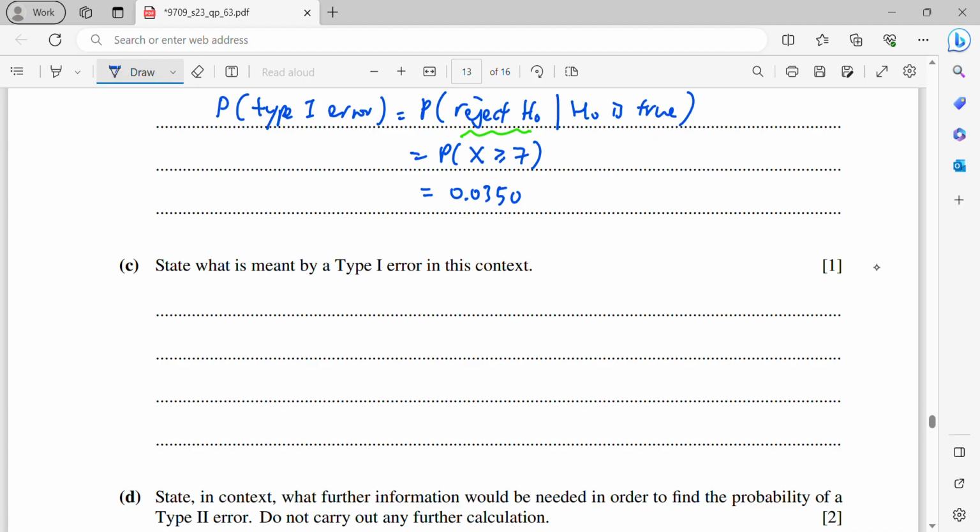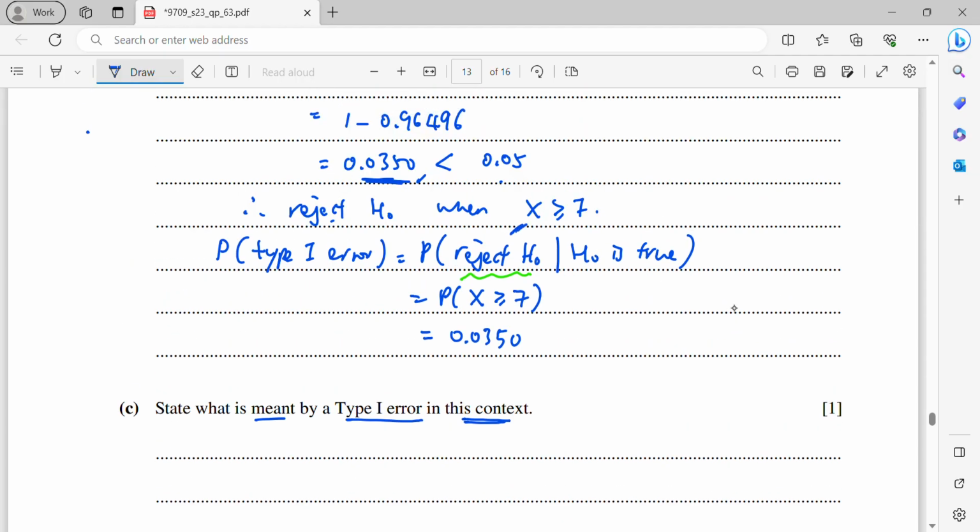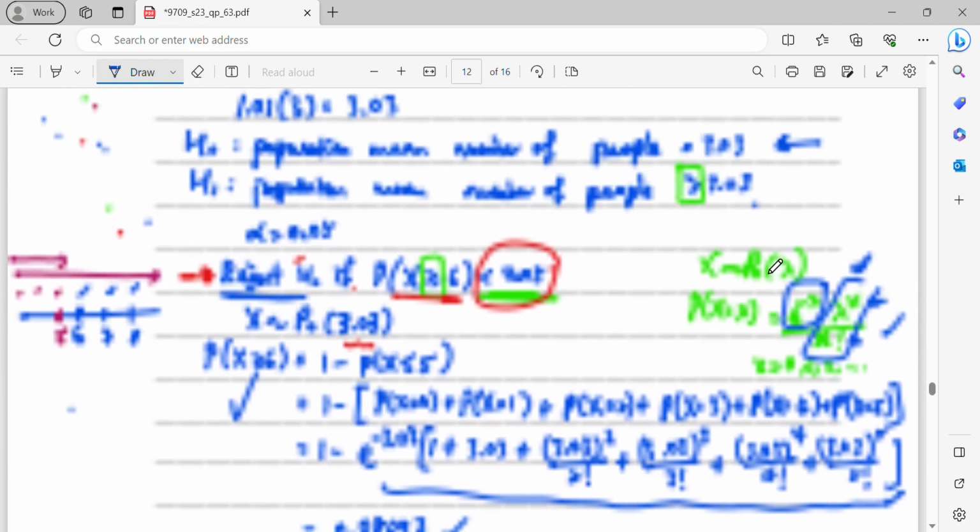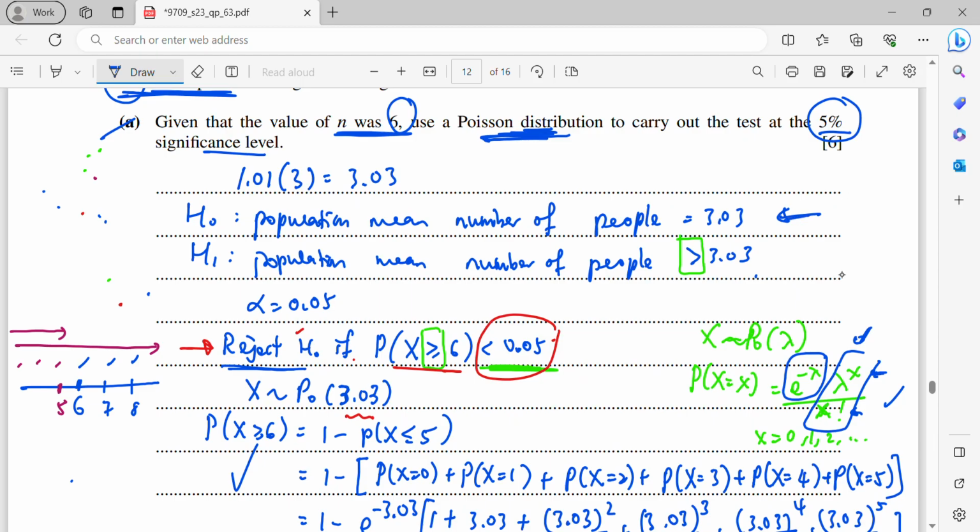Now C, state what is meant by type 1 error in this context. Type 1 error means that we reject H naught. It's given in the definition here, reject H naught. So what does it mean to reject H naught? Go back to the H naught here. When you reject H naught, we cannot accept the H naught statement, but we have to accept the H1 statement, which means the population mean number of people had increased because it's greater than 3.03.